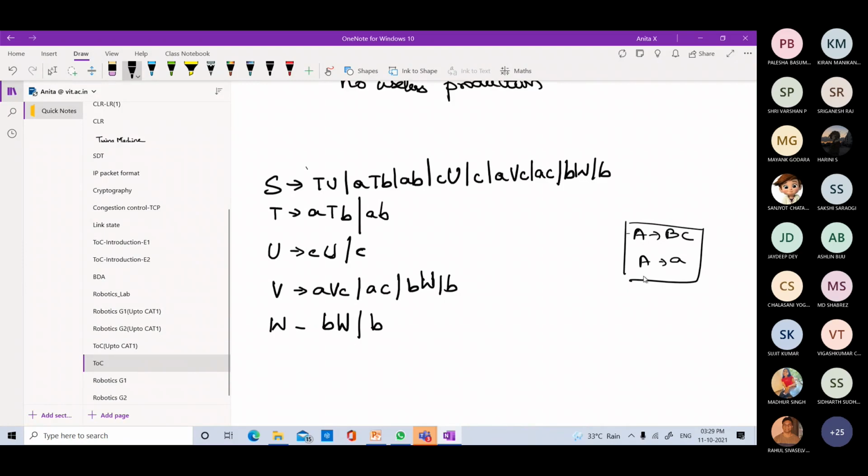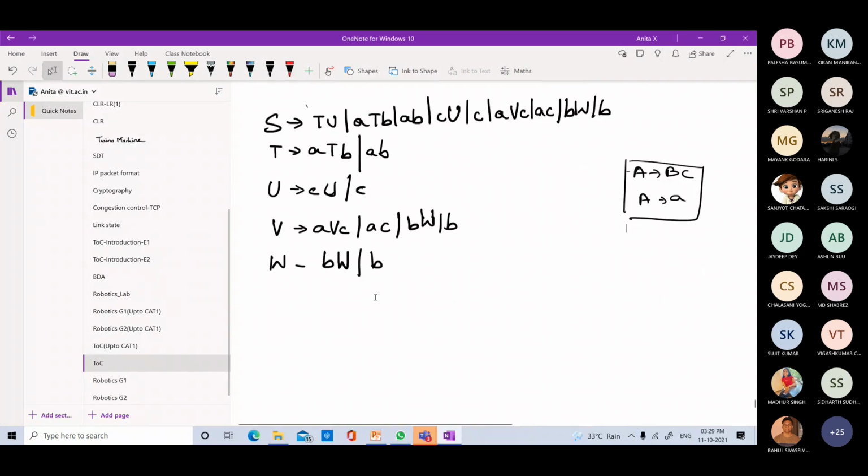So here it is very simple. After simplification, converting the simplified grammar to Chomsky normal form is very simple. We are just going to introduce some additional non-terminals wherever required. Okay, so here you can see this is in Chomsky normal form. So I can directly take TU.